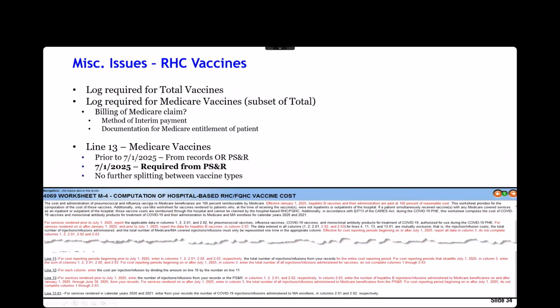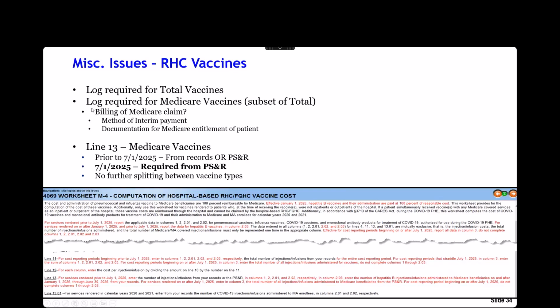Now on to the requirement for documentation. This has changed as well. For total vaccines, the only thing we're going to see is a log, and that's all that exists, and then whatever supporting documentation is behind the log. Again, that's your own records. That's some non-Medicare beneficiaries. For the Medicare vaccines, which of course are a subset of the total, the big question is, what documentation do we need? Is it provider records? Is it PSNR?